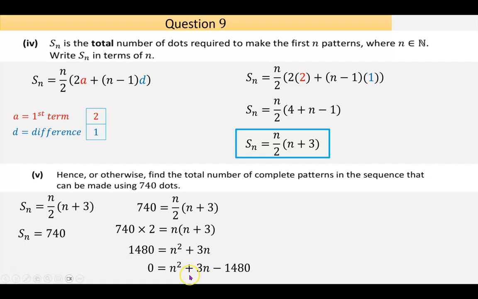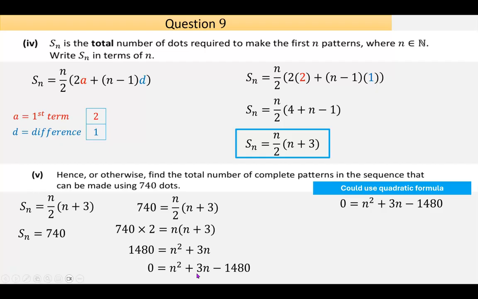Now, I'm putting it in the format they generally like it. It might look more familiar. I've just brought the 1480 across. It was positive on the left, so it'll be negative on the right. And I have my classic quadratic expression, or equation in this case.